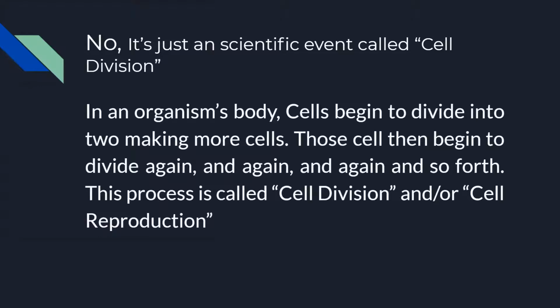When cells divide, they make new cells. A single cell divides to make two cells, and these two cells then divide to make four cells, and so on. We call this process cell division or cell reproduction.